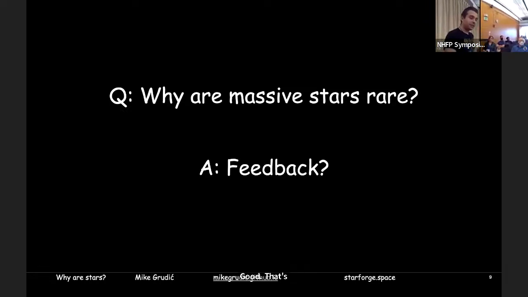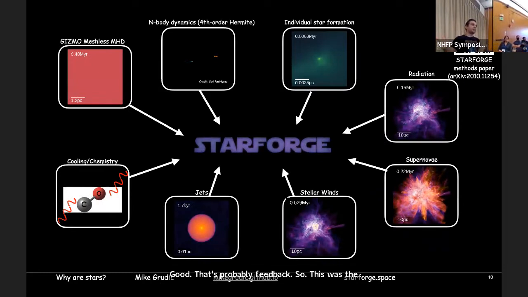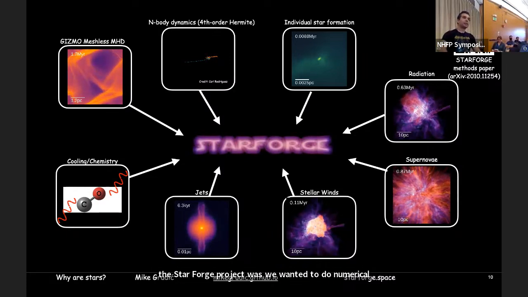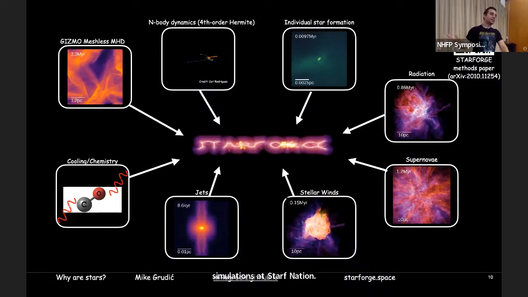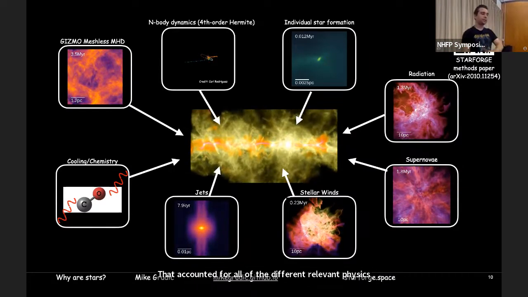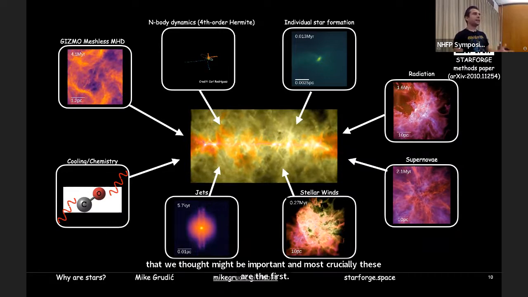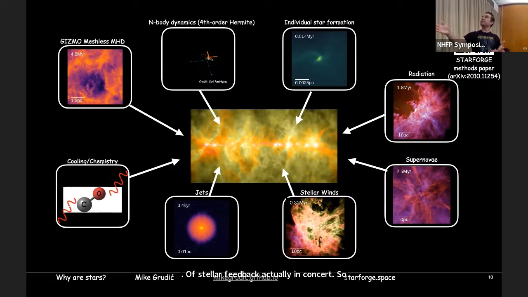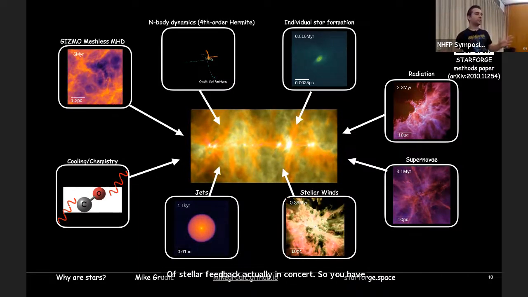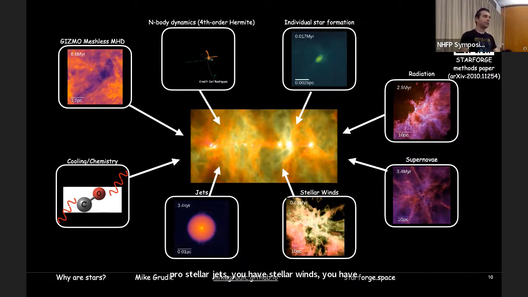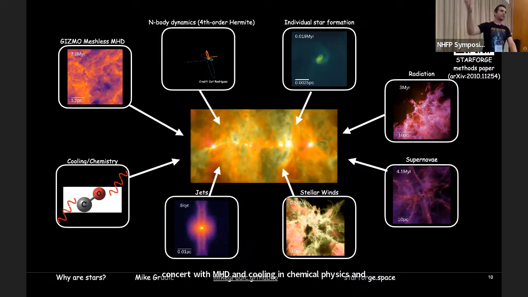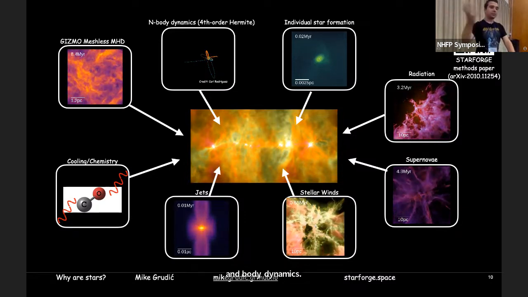It's probably feedback. So this was the idea of the StarForge project: we wanted to do numerical simulations of star formation that accounted for all of the different relevant physics that we thought might be important. And most crucially, these are the first numerical simulations to account for every different type of stellar feedback acting in concert. So you have protostellar jets, you have stellar winds, you have radiation, and you have supernovae, and this is all acting in concert with MHD and cooling and chemical physics and body dynamics. And we follow every single star that forms as it collapses and accretes gas and moves around in the star cluster.